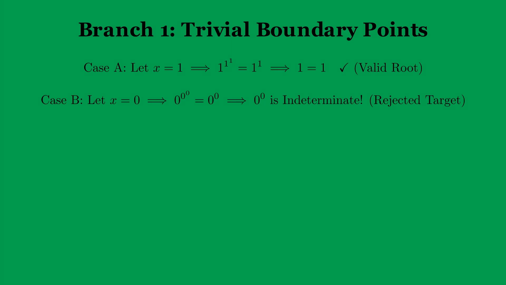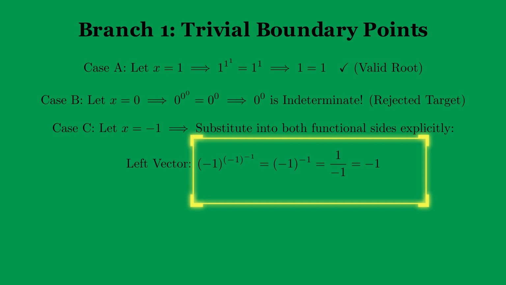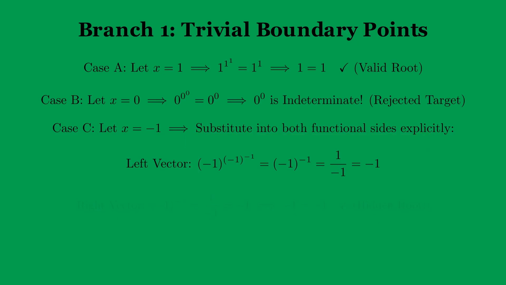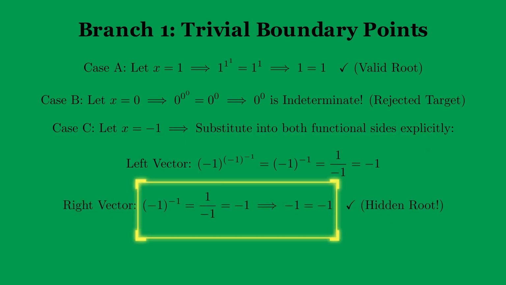Case C, x equals -1. Now let's test x equals -1. Evaluate the left side first. We have -1 raised to the power of -1 raised to the power of -1. Since -1 raised to the power of -1 equals 1 divided by -1, which is -1, the left side becomes -1 raised to the power of -1, which equals -1. Now evaluate the right side. It is simply -1 raised to the power of -1, which also equals -1. Both sides are equal. Therefore, x equals -1 is also a valid solution.